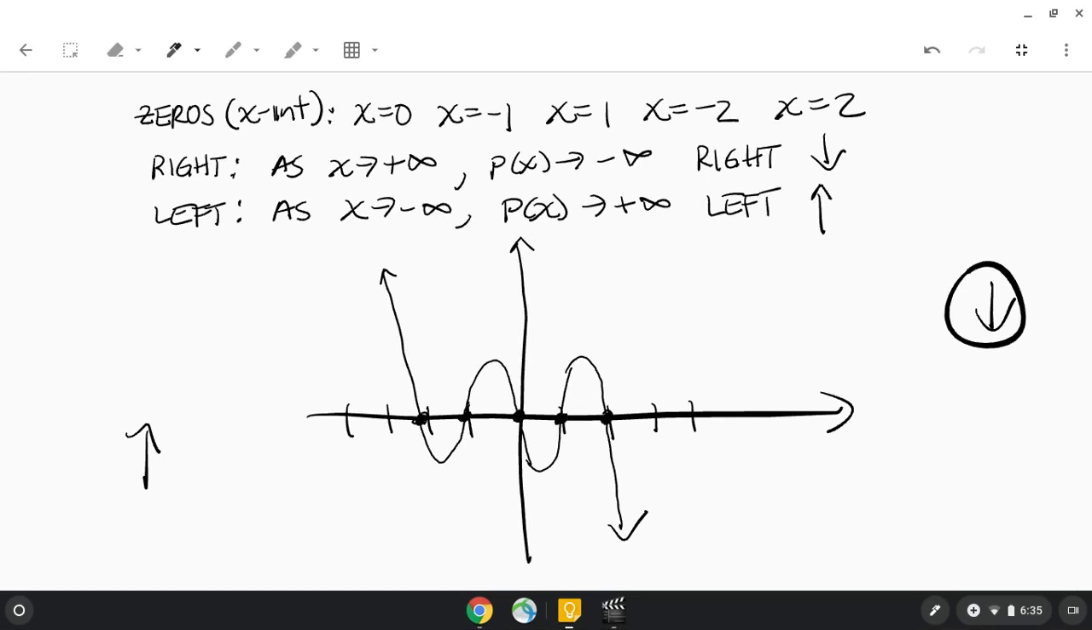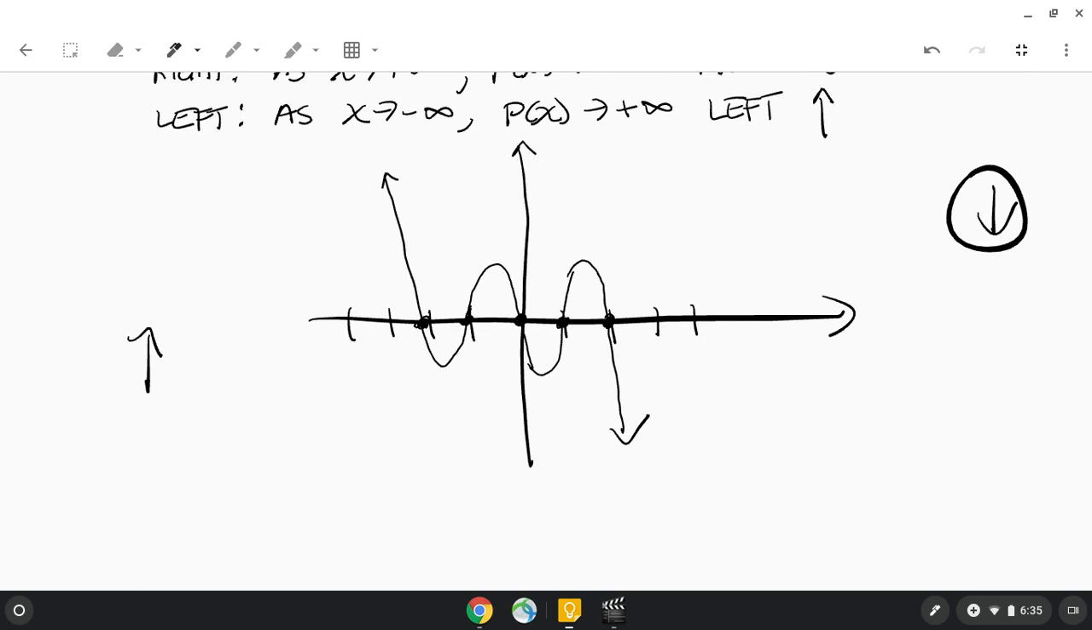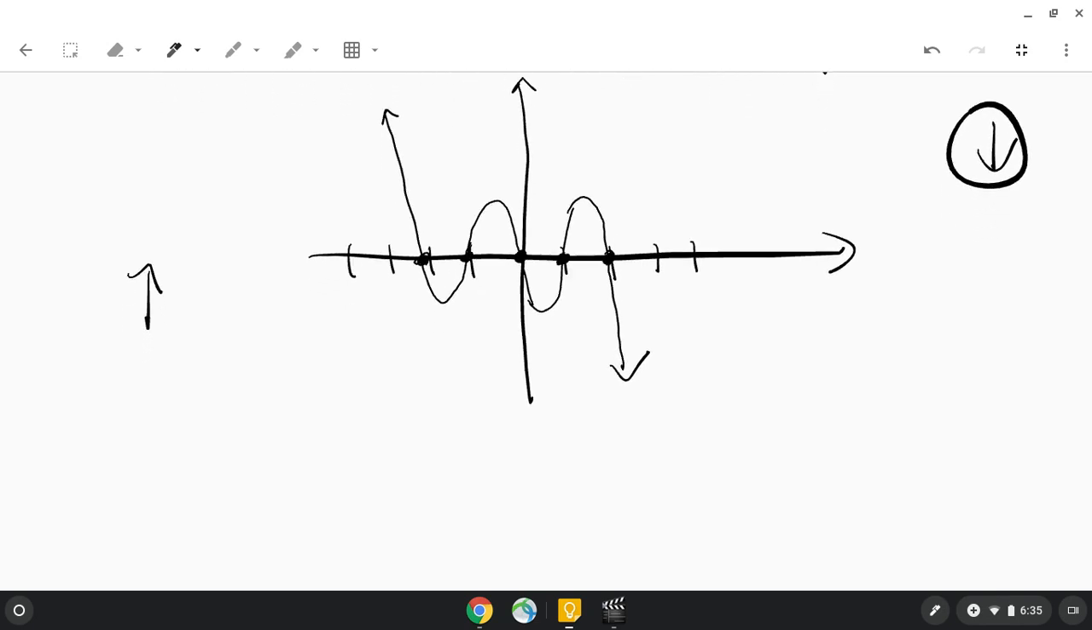Okay? So again, I'm not holding you responsible for knowing when to start turning to come back. You'll learn that in calculus. Okay, so notice that the graph did go through every single one of those intercepts.